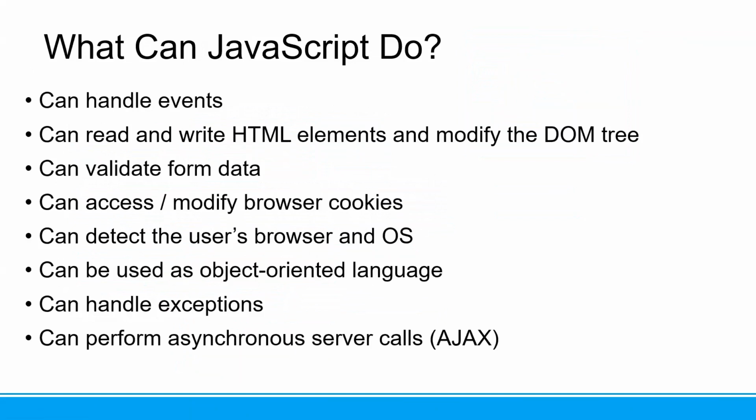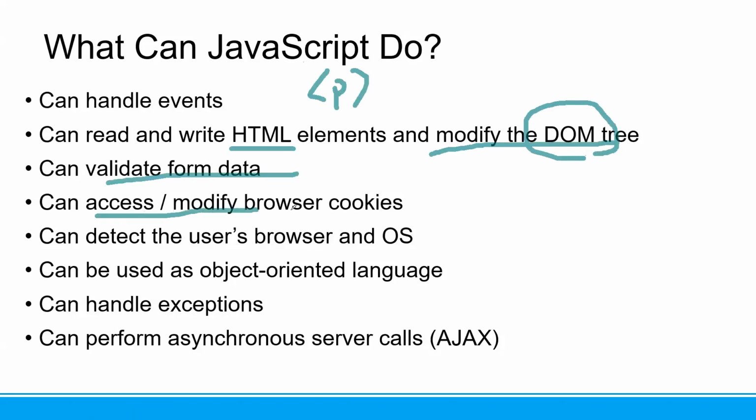So what can JavaScript do? There are so many functions. It can handle events. When you move your mouse, it can figure out what the mouse is doing now. It can read and write HTML elements and modify the DOM tree. If you have HTML elements like P, paragraph, we can make a new HTML element by writing a function, and we can modify the DOM tree. This is the Document Object Model. We can validate the form data. We can access or modify browser cookies.